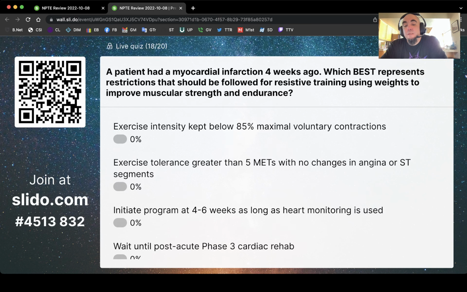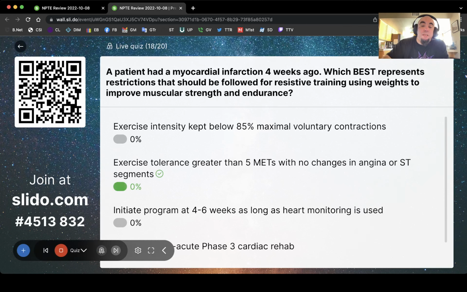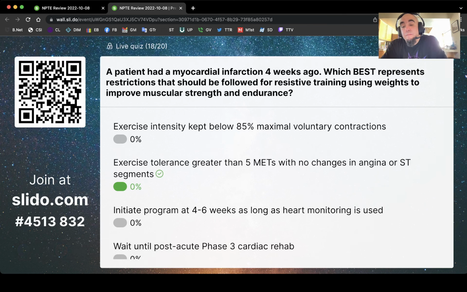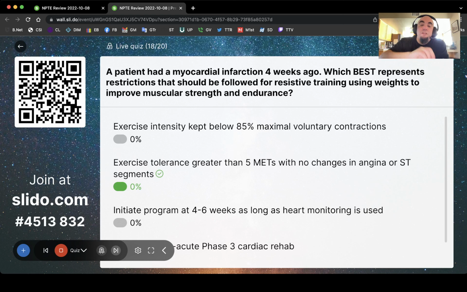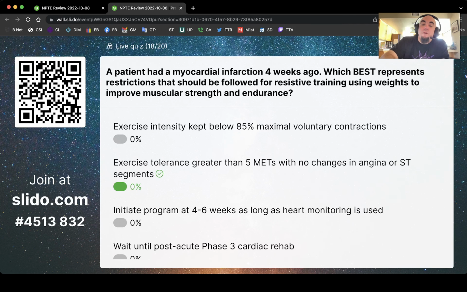Initiate program at 4 to 6 weeks, or wait until post-acute cardiac rehab. The best option here is the one that specifically mentions chest pain, angina, and ST segments, so no ST elevation. Remember we talked about that QRST wave, so that we have no changes in that ST wave. That ST is when we're starting to get into the repolarization of the ventricles, right? So no changes in chest pain definitely is the major one there. And honestly, looking at that one, that's the most detailed of the answers, and that's probably your best option at that one.